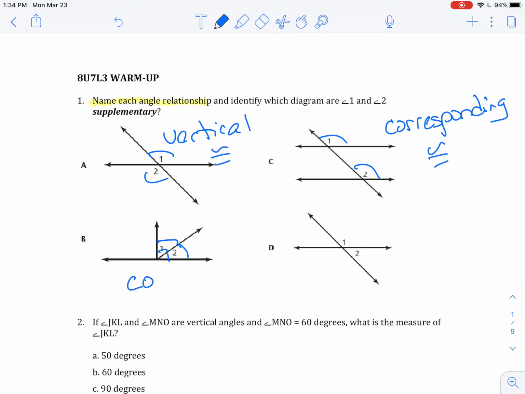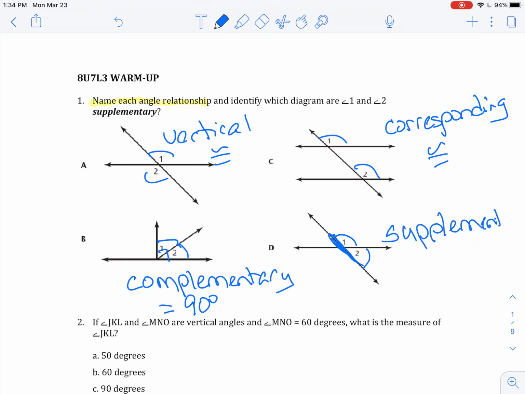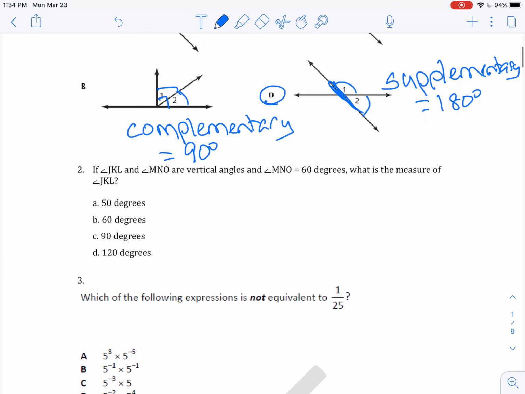These 2 angles right here make a corner, and we know that if it makes a corner, then they're going to be complementary. And we know that complementary angles equal 90 degrees. And lastly, these 2 angles right here make a straight line, and because they make a straight line, we know that they are supplementary, which means they equal 180 degrees. So the question is, which ones are supplementary? So everybody should have all of this work on their paper, and the correct answer is D.